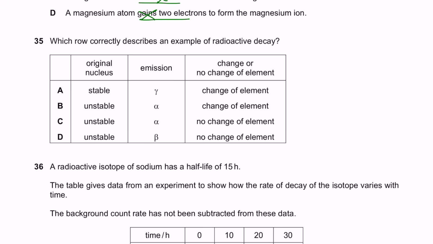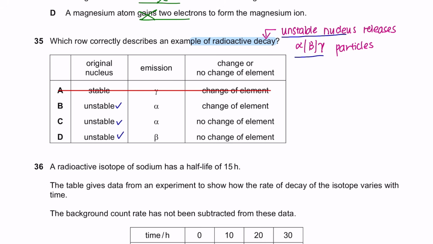Which row correctly describes an example of a radioactive decay? A radioactive decay is when an unstable nucleus releases alpha, beta, or gamma particles to become stable. So the original nucleus is always unstable. The emission could be either alpha, beta, or gamma, so all these options are correct. Change or no change of an element.